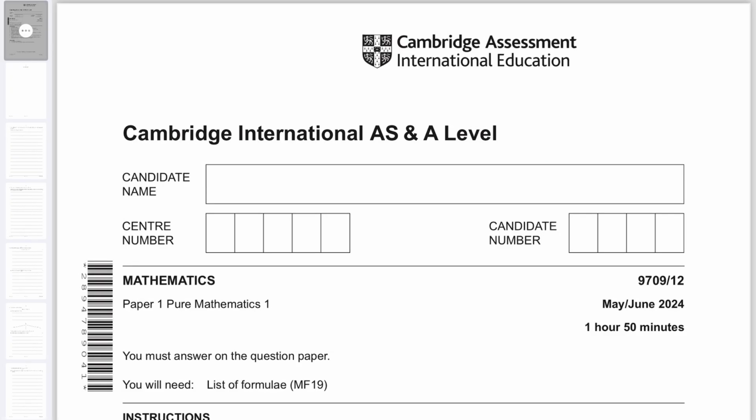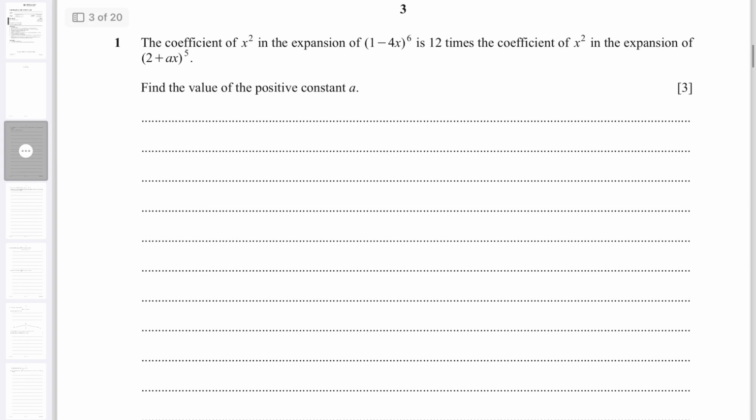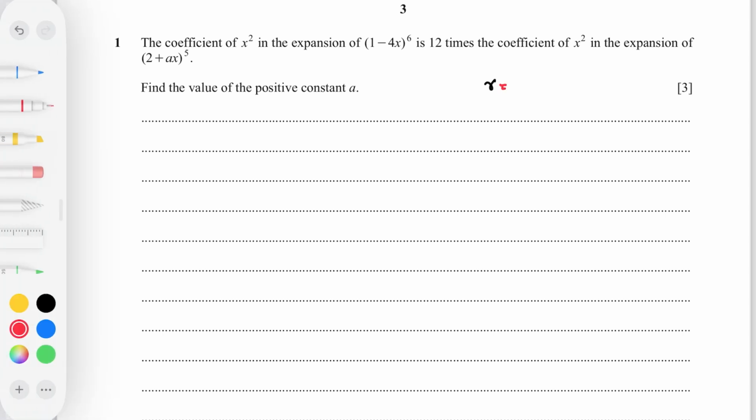So in today's class we're going to solve May June 2024 paper 12. So let's begin. The first question says the coefficient of x square in the expansion of this is 12 times the coefficient of x square in the expansion of this. You know that the x square coefficient you will get when the value of r is 2.